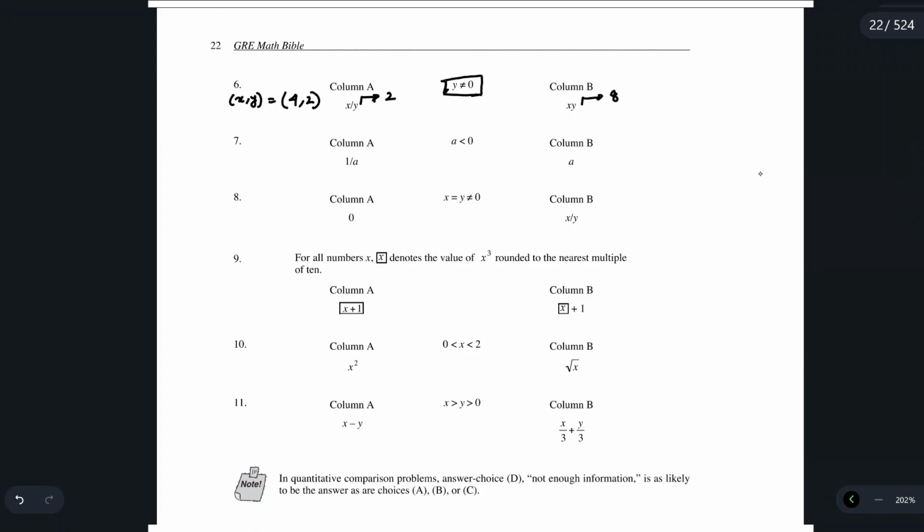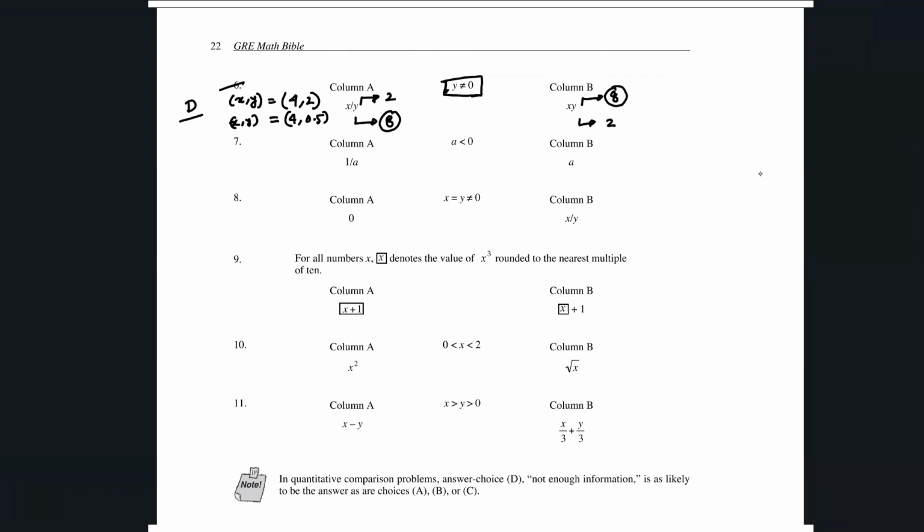We now see that column B has a higher value, but if we take x equals 4 and y equals 0.5, then column A will have value 8, and for column B, we'll have 4 times 0.5, which equals 2. So here we can see that column A has higher value. So we cannot decide. The answer for question 6 is D.